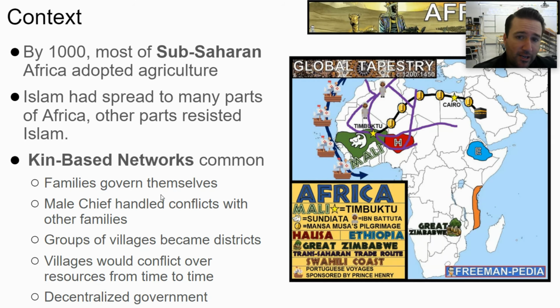So the context for today: by 1000, sub-Saharan Africa had essentially adopted agriculture, which means that they had the ability to create surplus, and they were tapped into a lot of these trade networks, including the Indian Ocean Trade Network, which we'll talk about a little bit, as well as these trans-Saharan trade networks too.